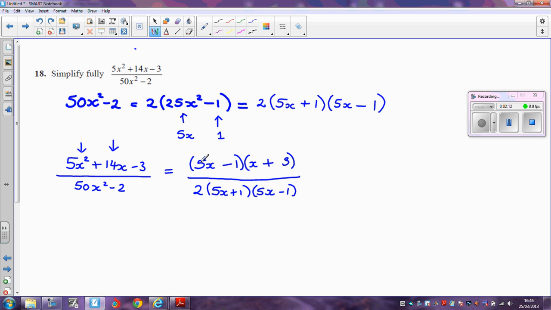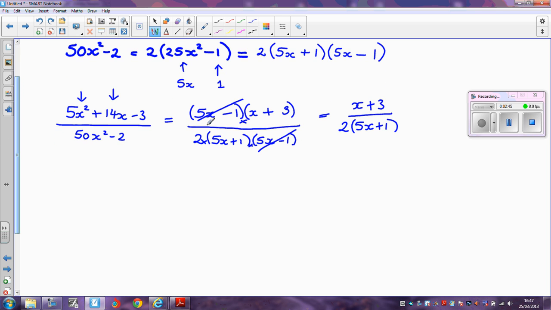So just mentally remove the bracket, or you can actually do it. 5x times x is 5x squared, minus 1x plus 15x is plus 14x, and then minus 1 times 3 is minus 3. I can now see that that bracket is going to cancel with that one. Remember, you're allowed to cancel because everything is multiplied together. That's why we factorise. And I'm left with, on the top, x plus 3, and on the bottom, 2 brackets 5x plus 1. You can remove the bracket on the bottom, but actually it's better to leave it like that.